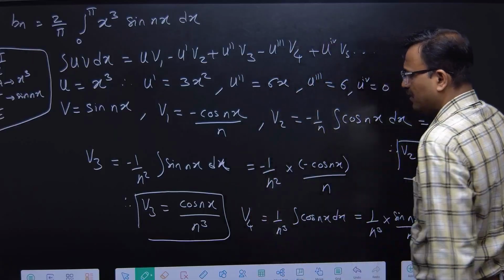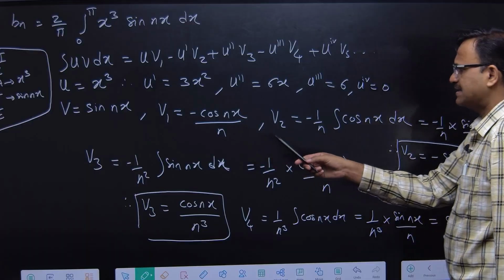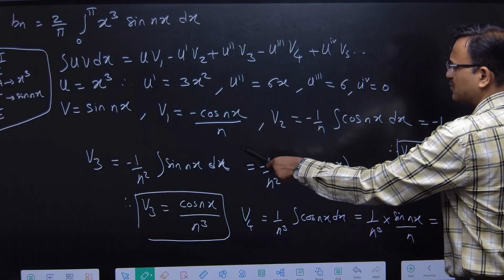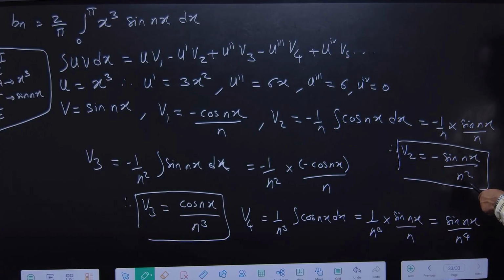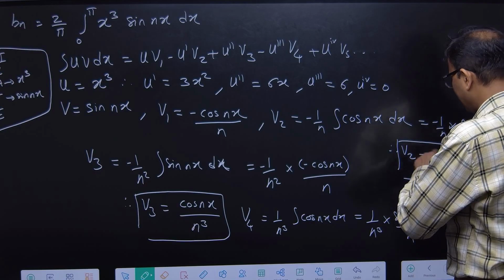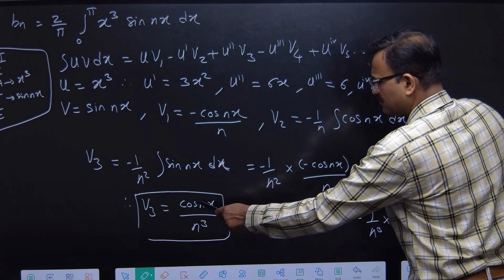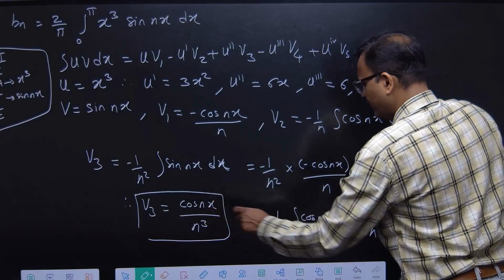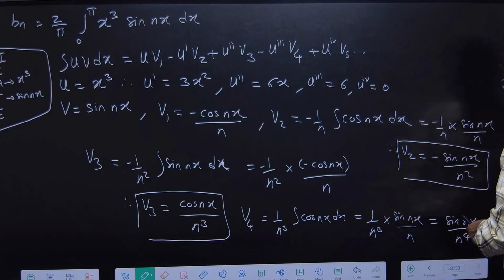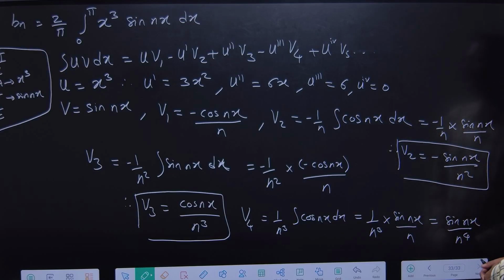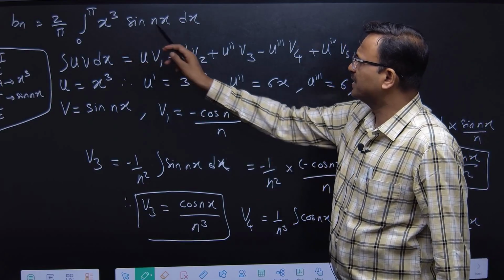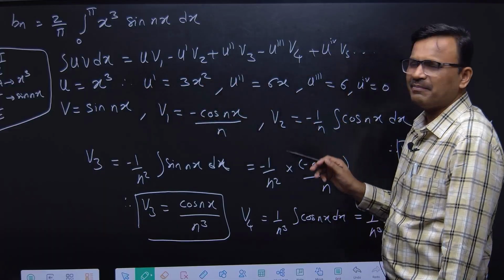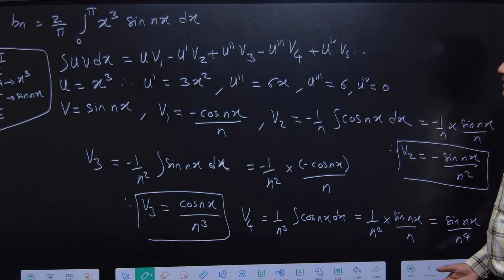So see, V was sine nx, V1 is the integration of sine nx, which is minus cos nx upon n. V2 is the integration of V1, which comes out as minus sine nx upon n square. V3 is the integration of V2, which comes out as cos nx upon n cube, and V4 is the integration of V3, which is sine nx upon n raised to 4. So we saw that in this question we have to integrate the term x cube into sine nx. To integrate that, we are going to apply the formula of integration by parts, integration uv dx, and we are applying this shortcut formula of integration by parts for this.